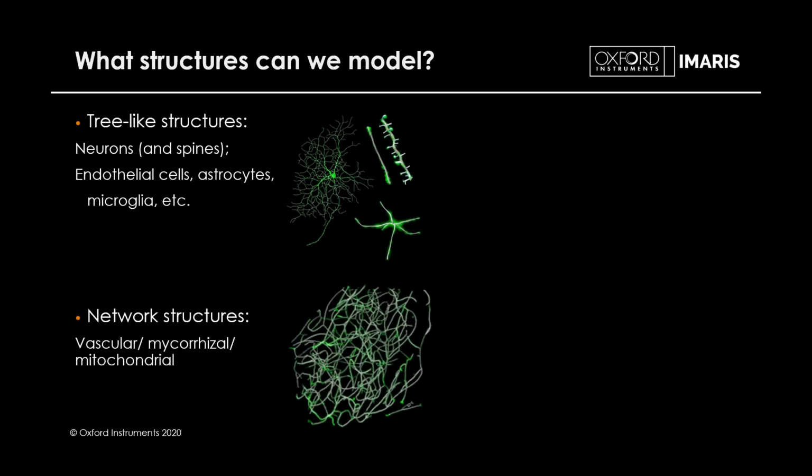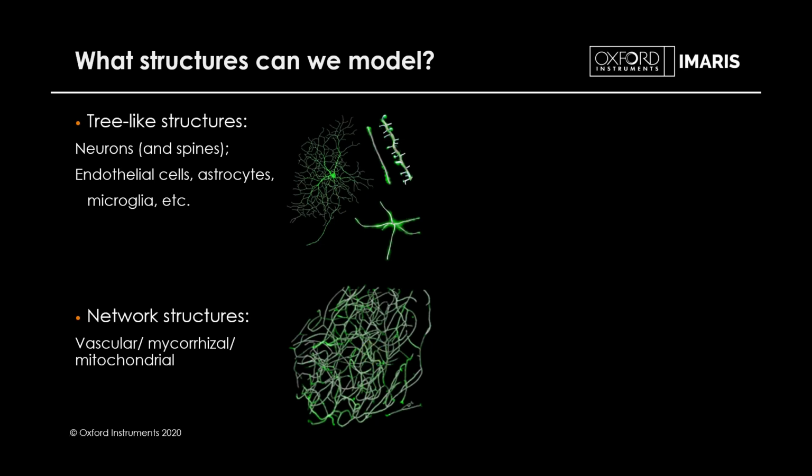And the second type of structures that we can model are network-forming ones, such as vascular networks, mycorrhizals, mitochondrial networks, and so on. And even though both types of structures have the common feature that they can be defined as filamentous, they do differ quite a bit in their underlying architecture. What I mean by that is that, for instance, in our tree-like structures, here we have a definable start position, okay, in contrast to our network structures where there really isn't one.